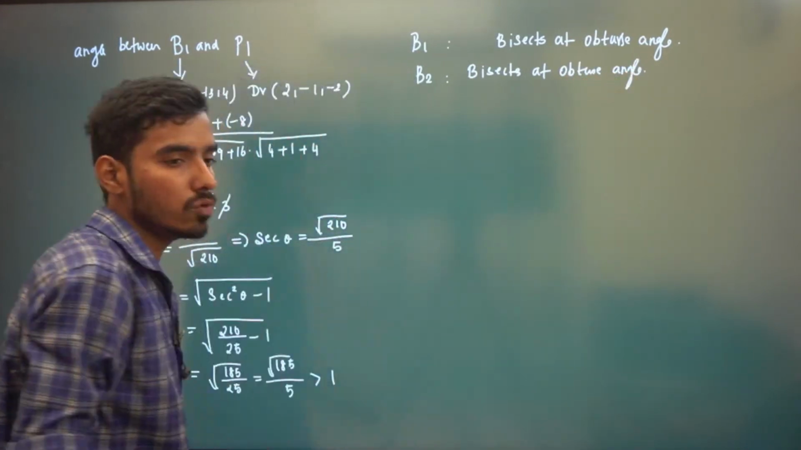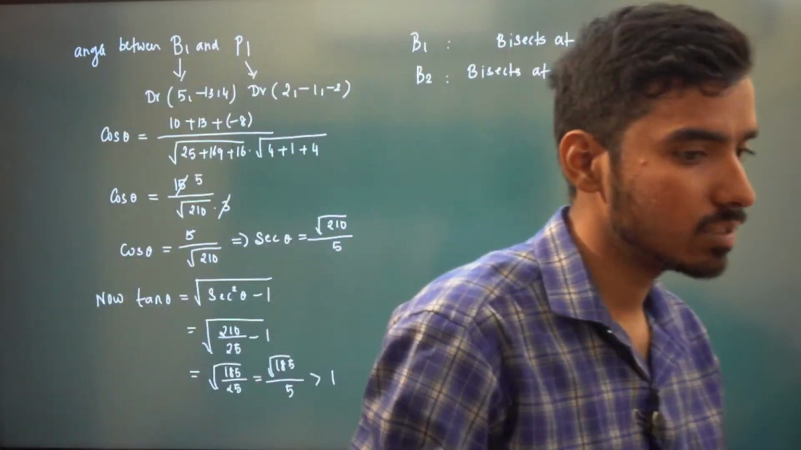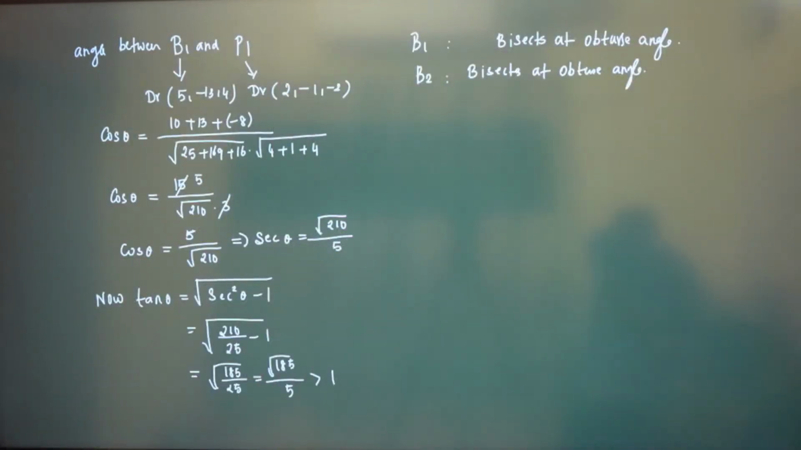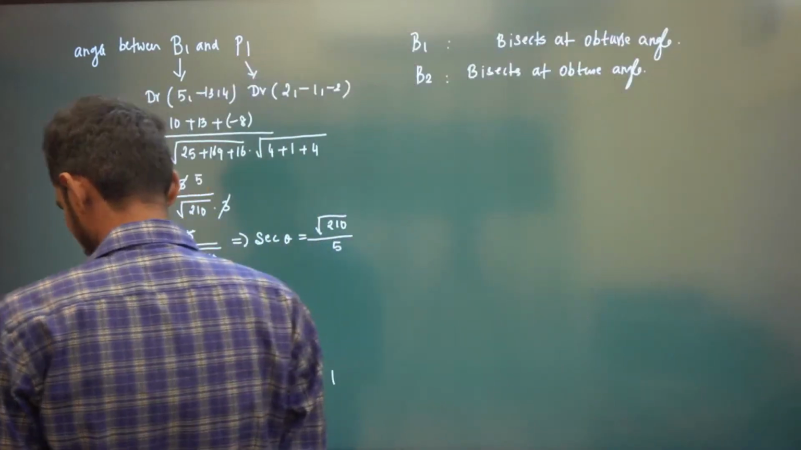That's it. So you need to show which plane bisects acute angle, which plane bisects obtuse angle. You just find any one angle. If one is acute, other will be obtuse. If one is obtuse, other will be acute. Right?